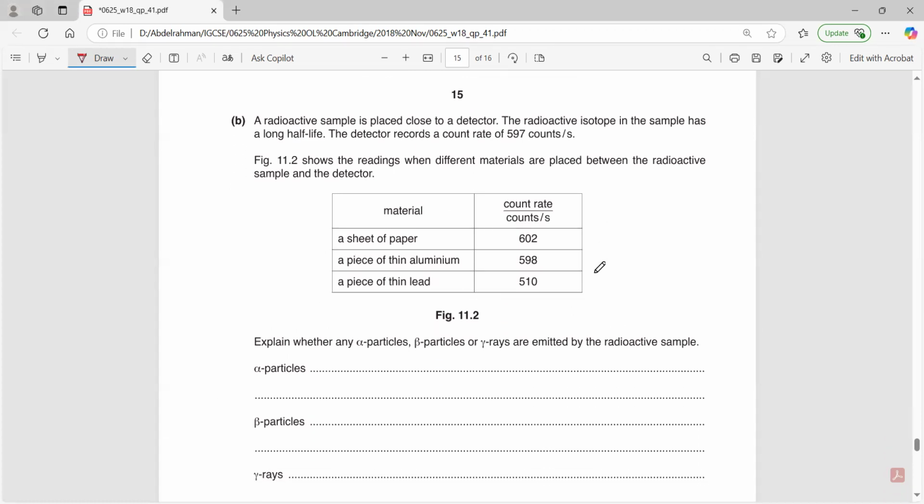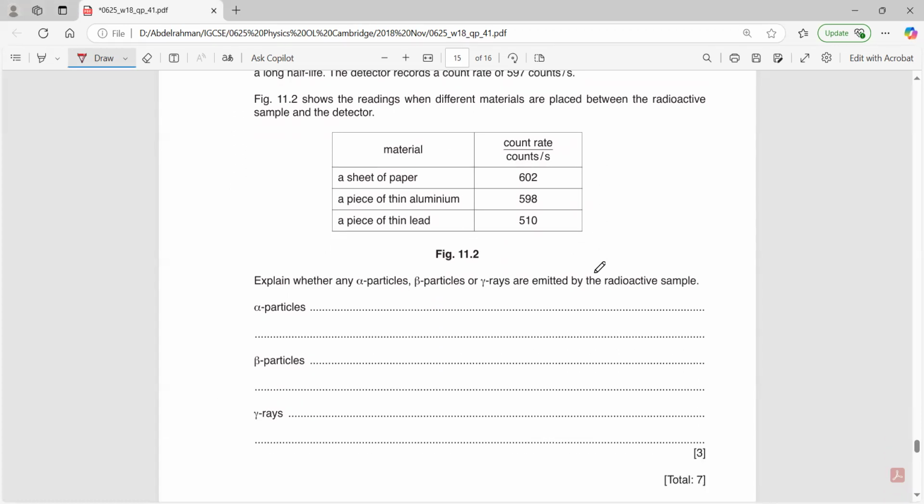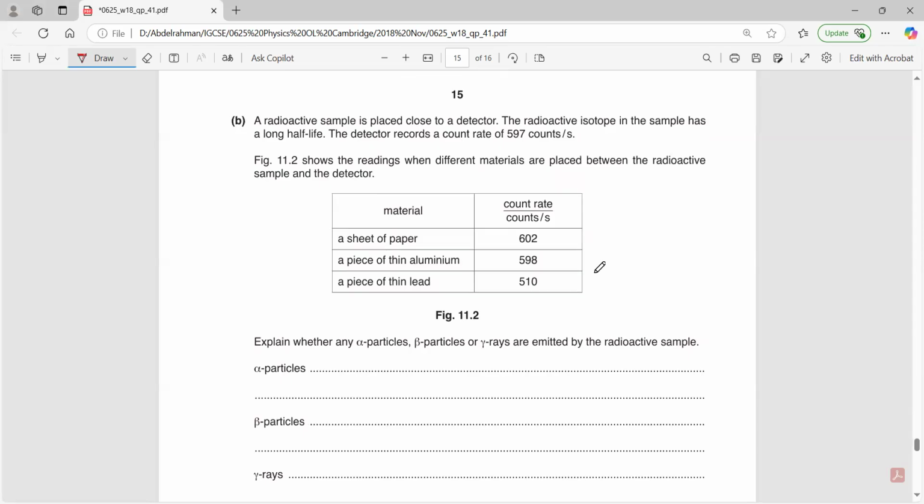A radioactive sample is placed close to a detector. The radioactive isotope in the sample has a long half-life. The detector records a count rate of 597 counts per minute. This is the count rate detected. When you add a sheet of paper, a sheet of aluminum, and a sheet of thin lead, the count rate changes. Do you have alpha, beta, or gamma? Let's see.